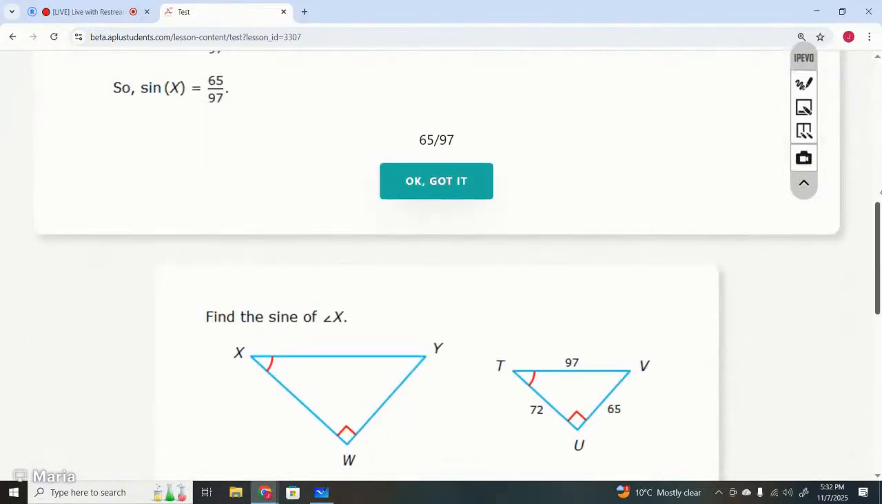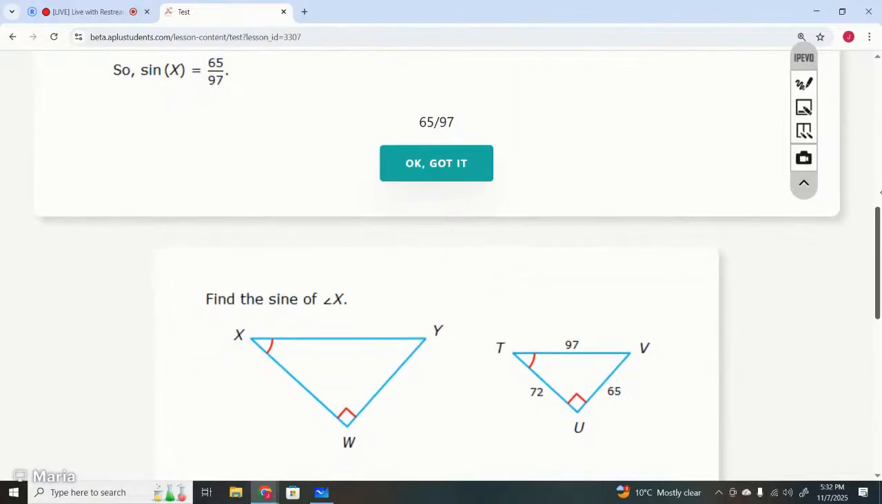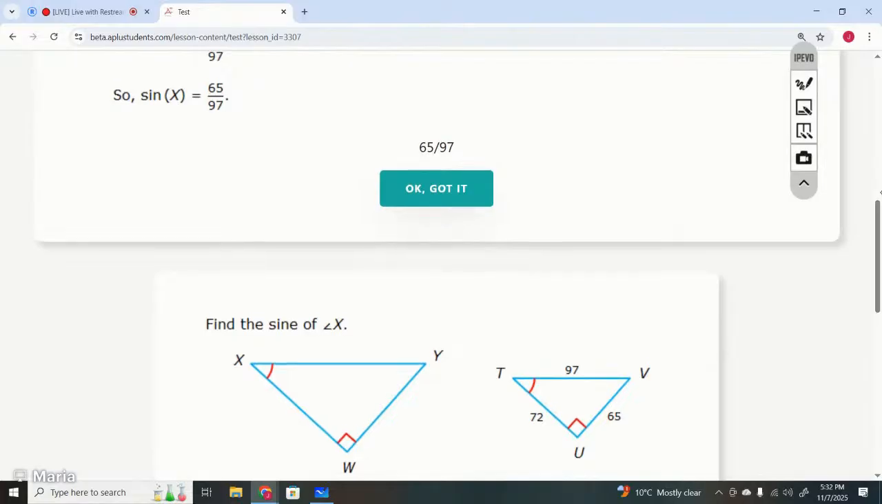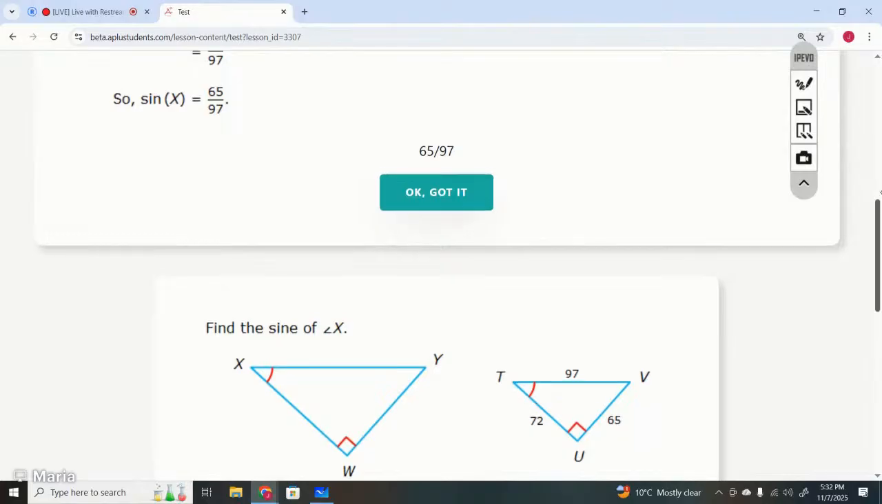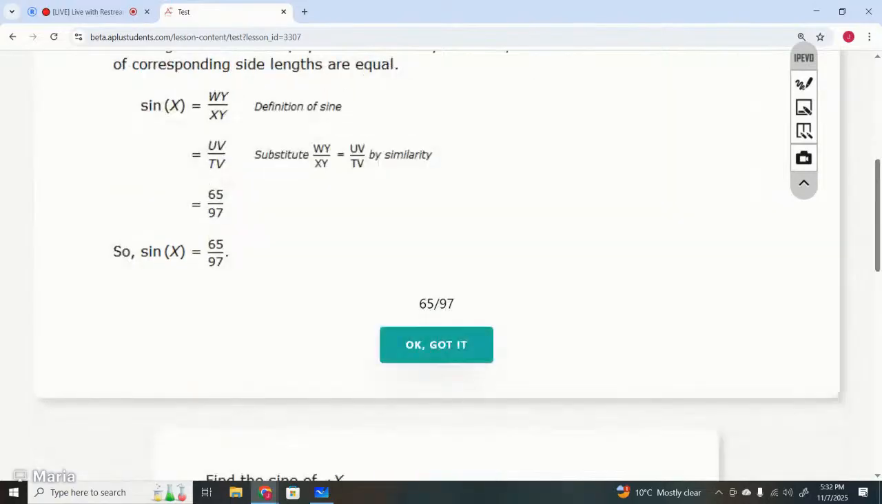Sine x is, oh, from the angle x, wy is the opposite. Sorry. That would be wy divided by xy. So that is 65 over 97. That is from angle x. Sorry, I forgot the angle x. So that is wy divided by xy. That equals 65 by 97. Okay, got it.